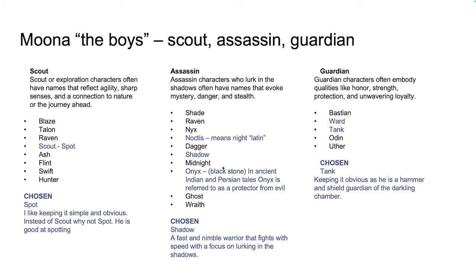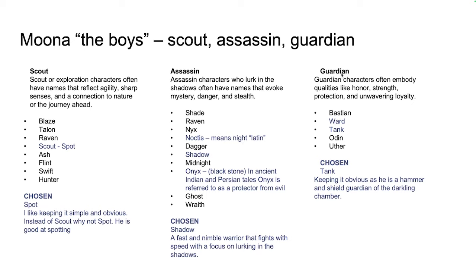But once again, this being considered a children's type of comic, I wanted to keep everything as simple as possible, so I stuck with Shadow. So Shadow is a fast and nimble warrior who fights with speed and focuses on lurking in the shadows. So that's more or less Shadow and how I chose his name.